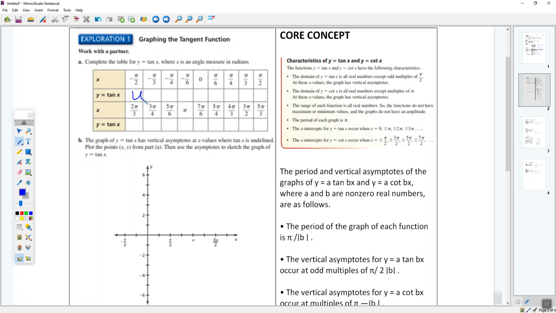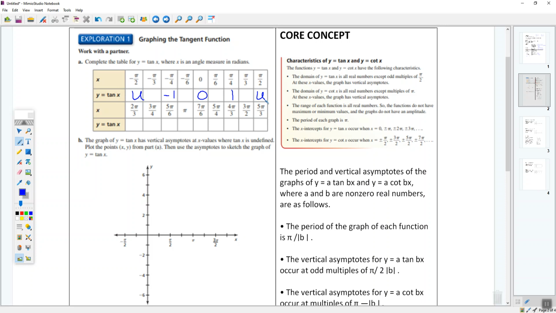At negative pi over 4, our value was negative 1. At 0, we were at 0. At pi over 4, we were at 1. And at pi over 2, we were at undefined again.